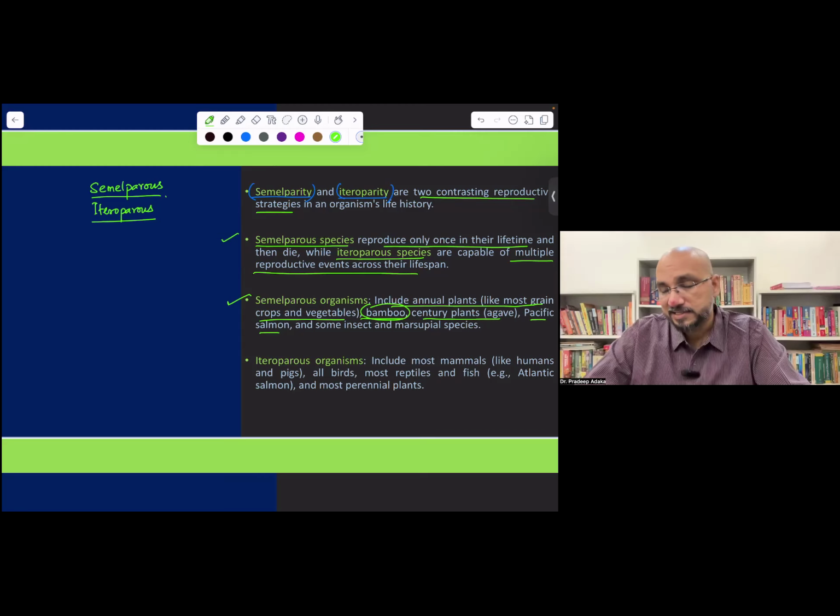But it is not the case in Atlantic salmon. Pacific salmon में ऐसा होता है. Atlantic salmon, they will breed multiple times. So salmon generally बोलोगे तो there are multiple types of salmons. Pacific salmon, they breed only once. Atlantic salmon, they breed multiple times.